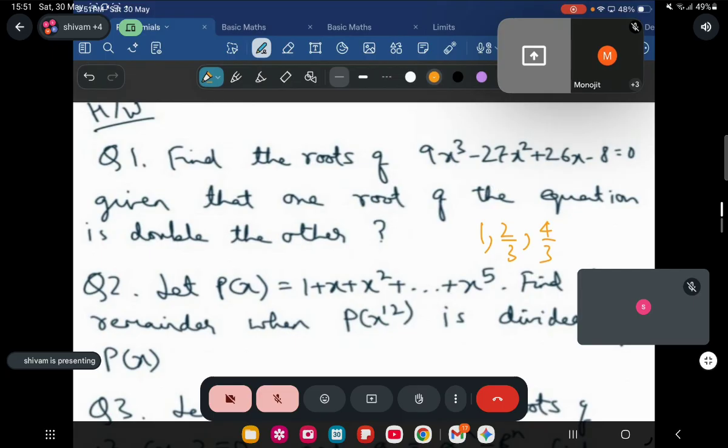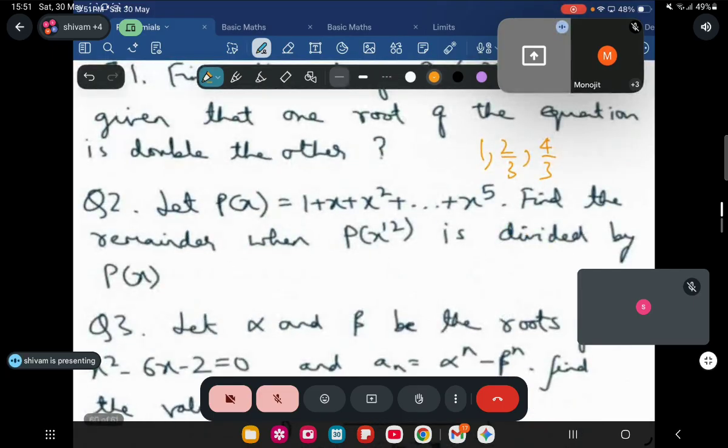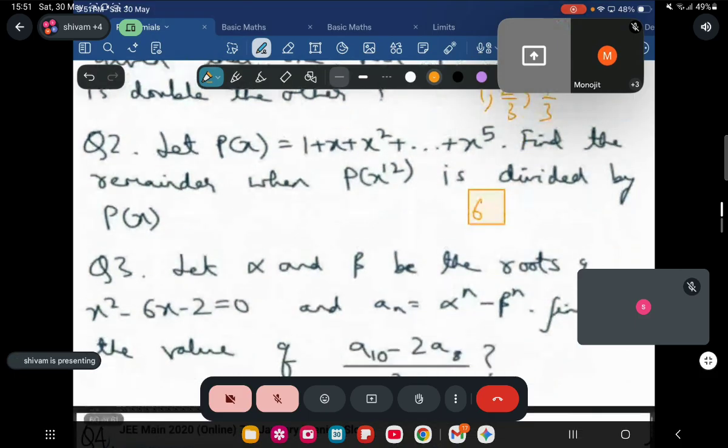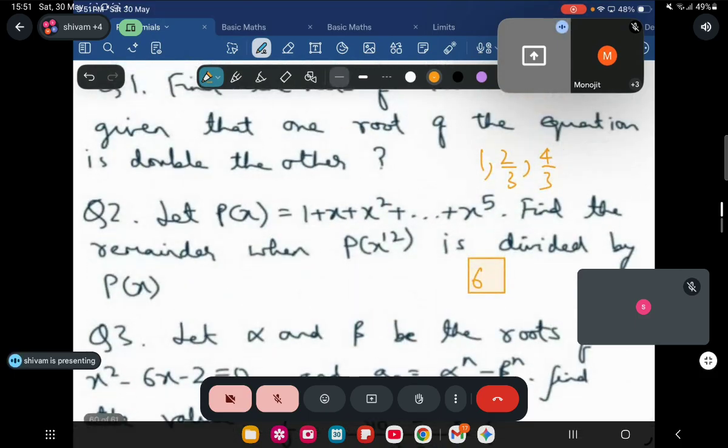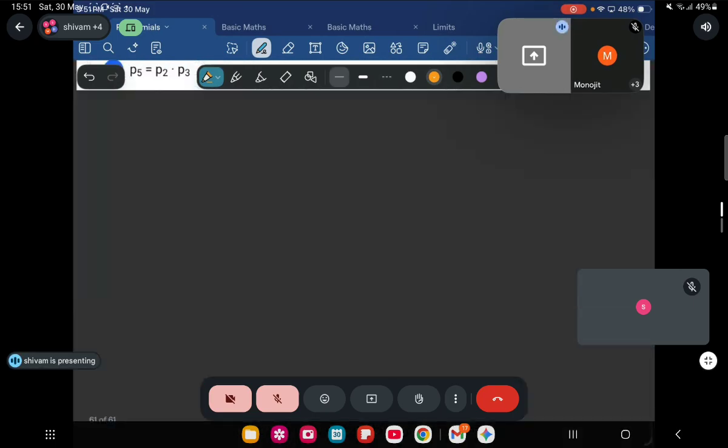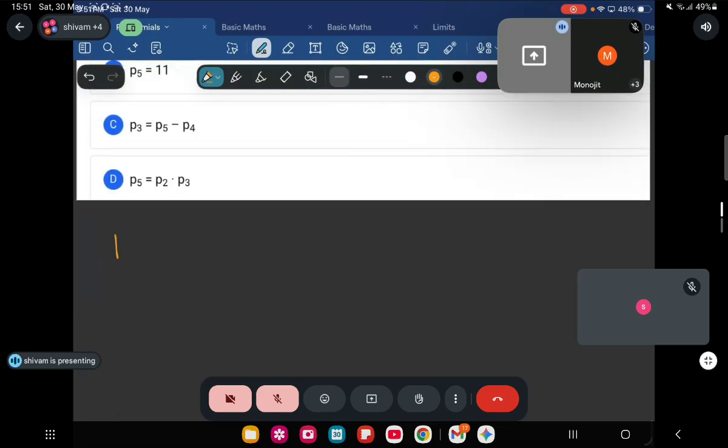First one, the answer is 1, 2 by 3, 4 by 3. Anyone having any doubt, you can ask me. Next one, the answer is 6. What did you get, 6 or 5? Anyone having any doubt? See, p(x) equals 1 plus x squared plus up to x to the power 5. We need to find the remainder when p(x) to the power 12 is divided by p(x). First, let us find p(x) to the power 12, which will be 1 plus x to the power 12 plus x to the power 24 plus up to x to the power 60.